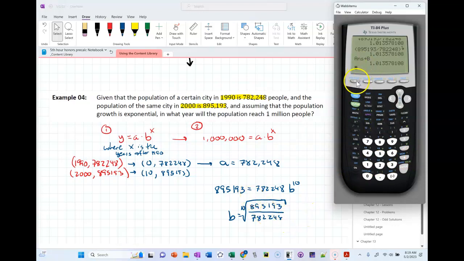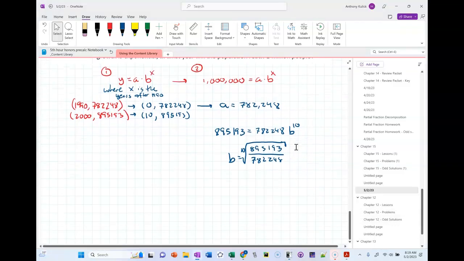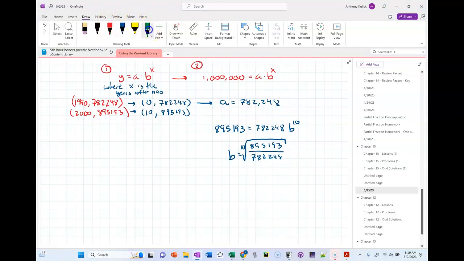Now what I'm going to do to solve the equation, we want to solve 1 million is equal to 782 248 times the 10th root of 895 193 over 782 248 to the x. We're going to solve that for x.